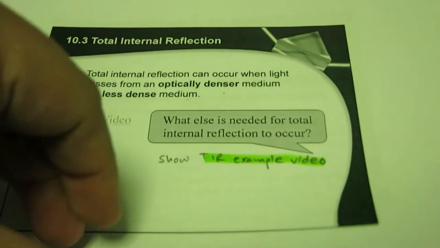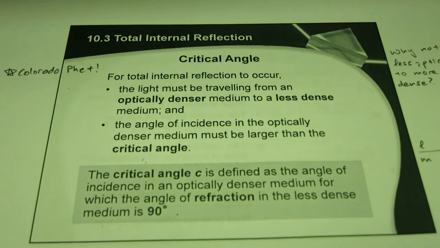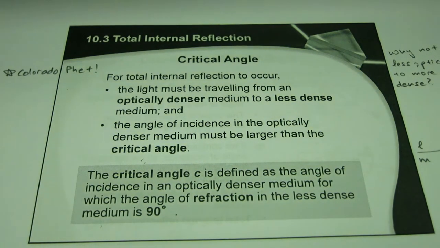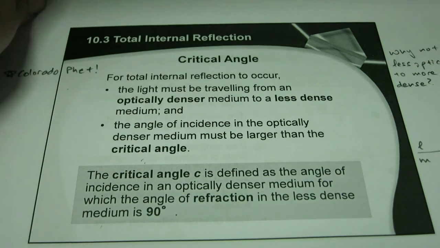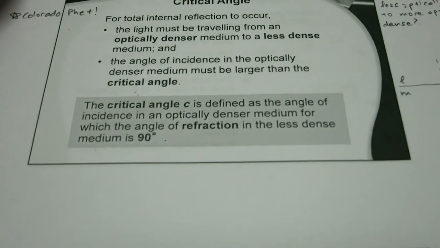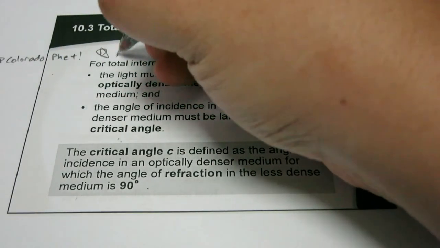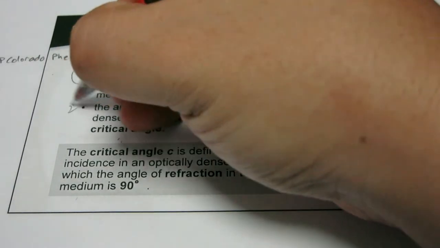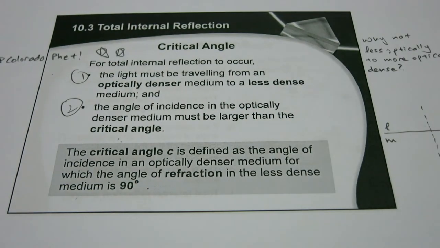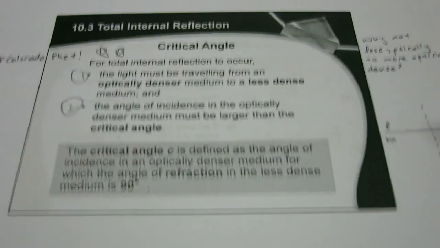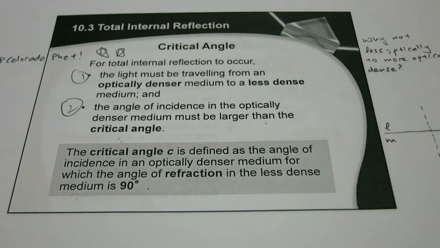Alright, so there are two conditions for TIR to occur. For TIR to occur, light must be traveling from an optically denser medium to an optically less dense medium. That's condition number one. Now, I put a star here because this question is often tested. The second condition is that the angle of incidence must be larger than the critical angle.